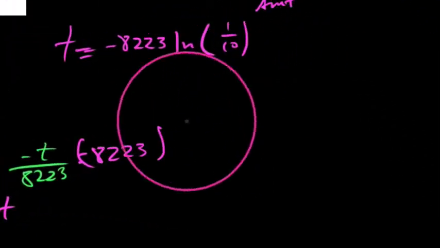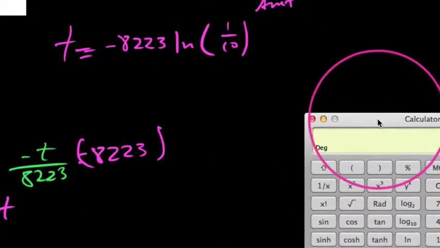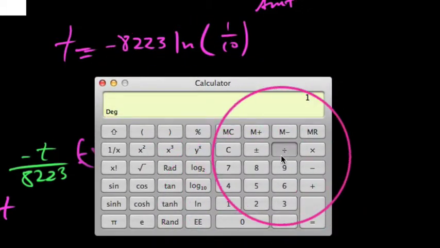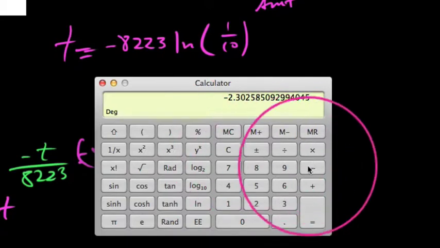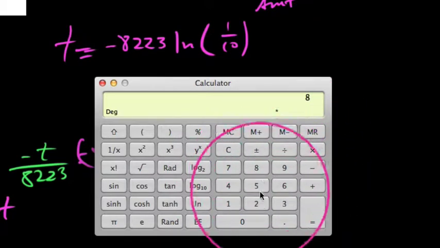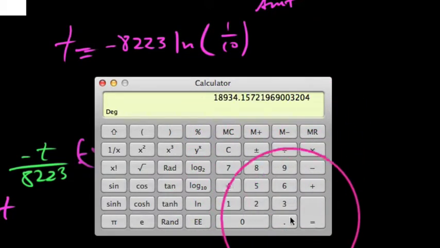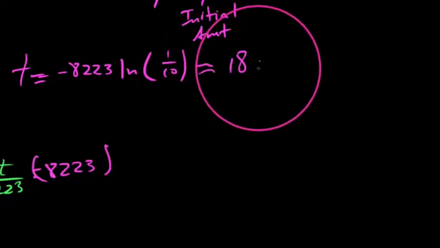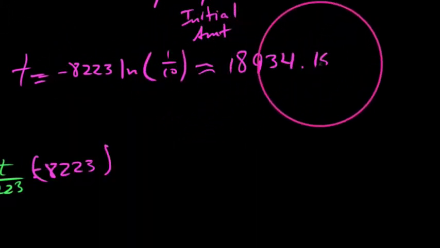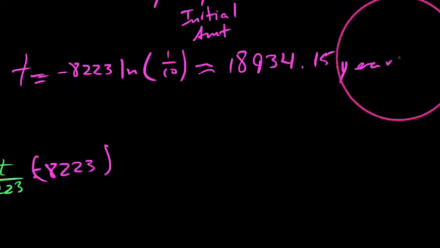We're just going to pull out our calculator and then look at this graphically. In the calculator, I'll do a tenth first. Of course, a tenth is 0.10, but we'll type it in that way. We say the ln of this times negative 8223, and we get about 18,934.15, and this is in years.